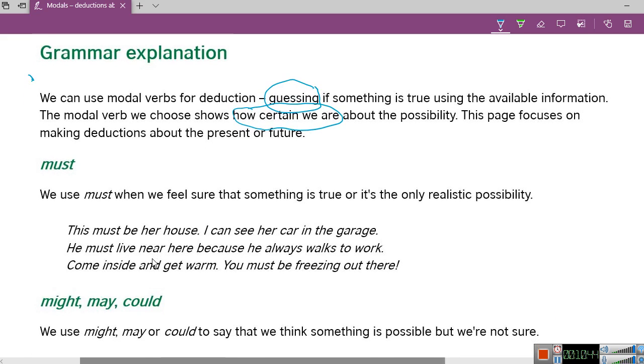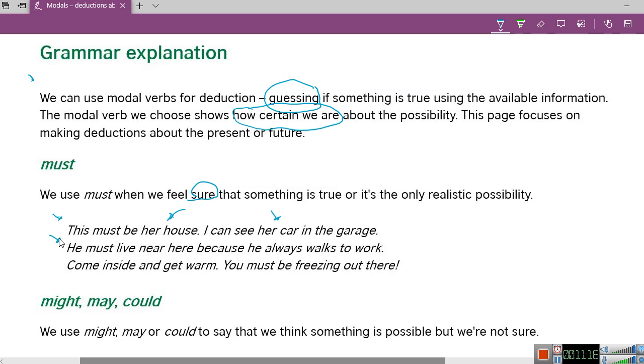So must. We use must when we feel sure that something is true or it's the only realistic possibility. So let me show you some of those examples. This must be her house. I can see her car in the garage. So this is the observation that I make. Thereby, the fact is that this must be her house. I'm 100% sure about that.